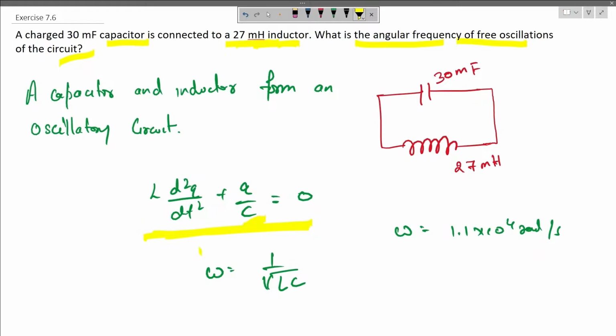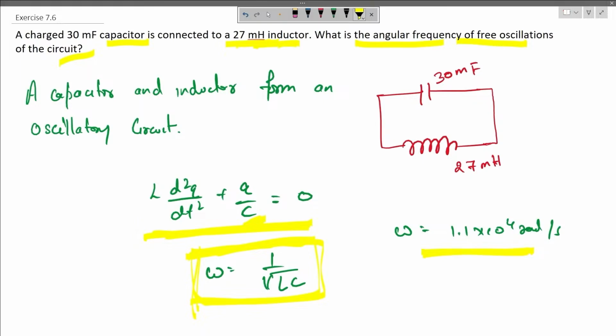Now we will come to the conclusion that omega from this governing equation is 1 by root LC. That is, the angular frequency of natural oscillation in this reactive circuit is going to be 1 by under root LC. Upon substituting in the given formula, we will find that omega is equal to 1.1 into 10 to the power 4 radians per second.